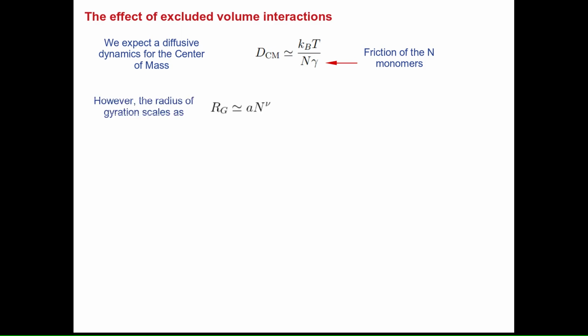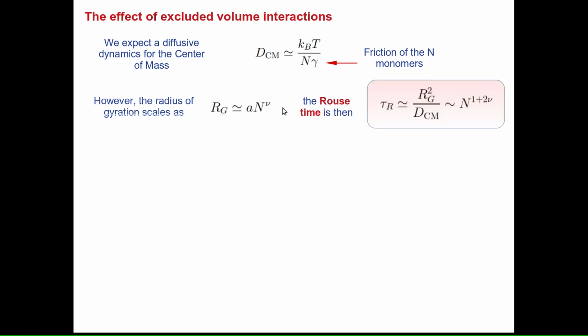What changes for the case of excluded volume interactions is that the radius of gyration of our polymer will scale not as an ideal polymer with the square root of n, but with a law which is n to the power nu, the Flory exponent. You remember this 3/5. So this is definitely there. This excluded volume means the real polymer is more swollen than an ideal one.